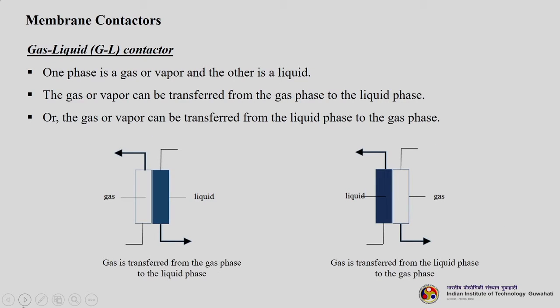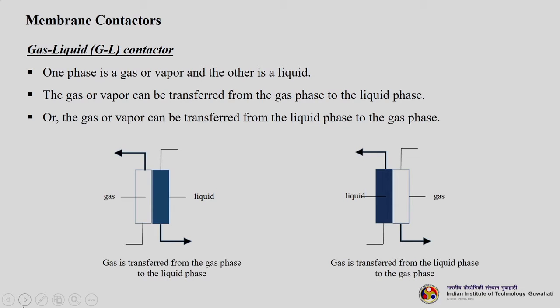So, let us now discuss a little more detail about the contactors. Let us first understand the gas liquid contactor. Here one phase is a gas or vapor and the other phase is a liquid. The gas or vapor can be transferred from the gas phase to the liquid phase, or from the liquid to the gas phase. Either way you can operate it.